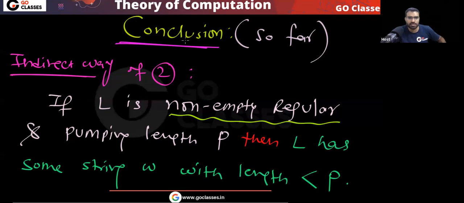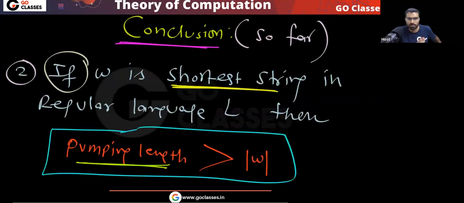So only these things we have seen today so far. Did you understand these three statements? Please tell me. One more thing: if the pumping length is greater than or equal to the length of W, what about the minimum pumping length? That will also be greater than or equal to the length of W. Yes or no? Simple point.